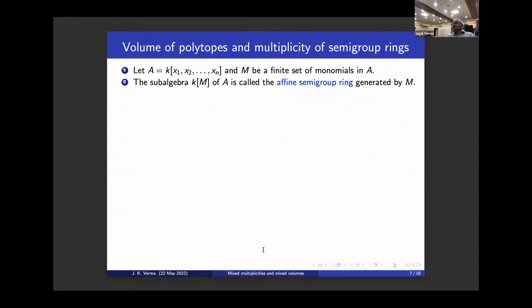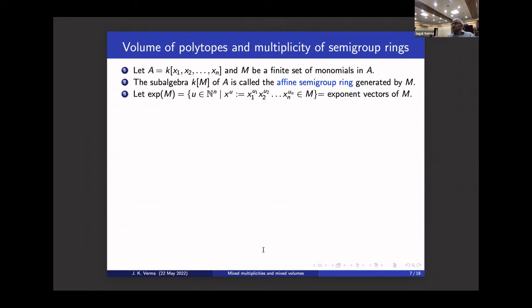Okay. How does volume of a polytope enter this area? So take a polynomial ring in n variables and take a finite set of monomials in A. Finite set of monomials of any degree you want, but it should be a finite set of monomials. Then take the subalgebra generated by these finitely many monomials, and this is called an affine semigroup ring. So finitely many monomials of any degree will define a Noetherian ring. It's a graded algebra.